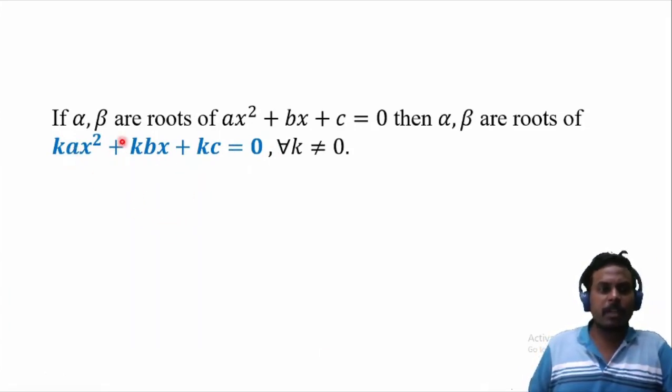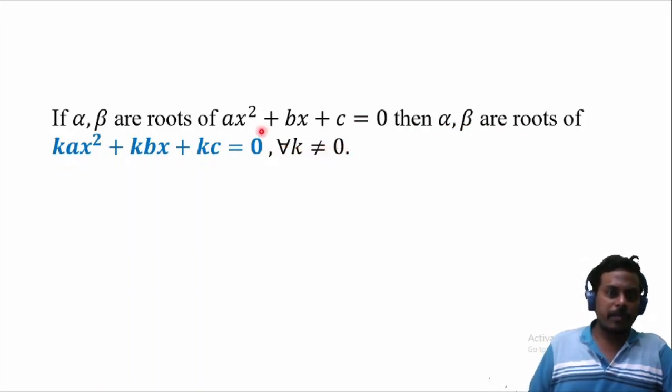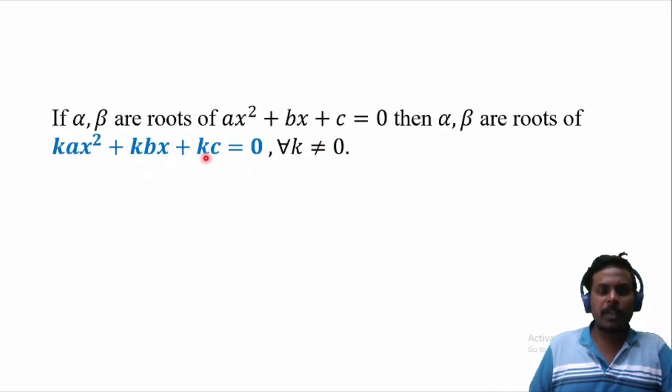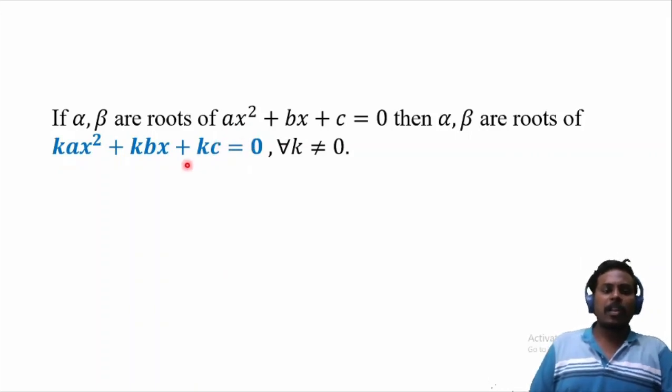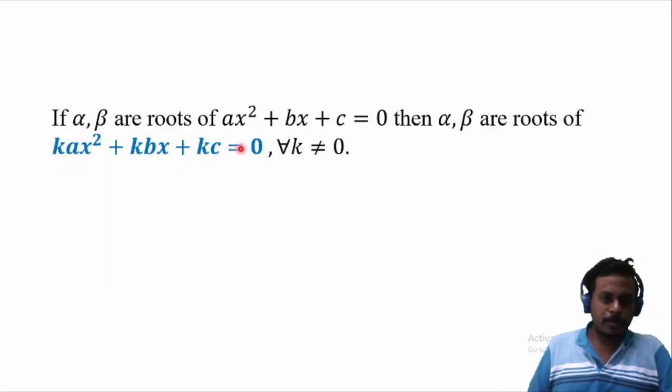If alpha comma beta are the roots of ax square plus bx plus c is equal to 0, then alpha, beta are the roots of kax square plus kbx plus kc is equal to 0 for all k not equal to 0. What is the relation between these two? These two just differ by a constant. That means each and every term here gets multiplied by k. That means the coefficients are proportional. In the wake of the previous result, the roots of these two quadratic equations are one and the same actually.